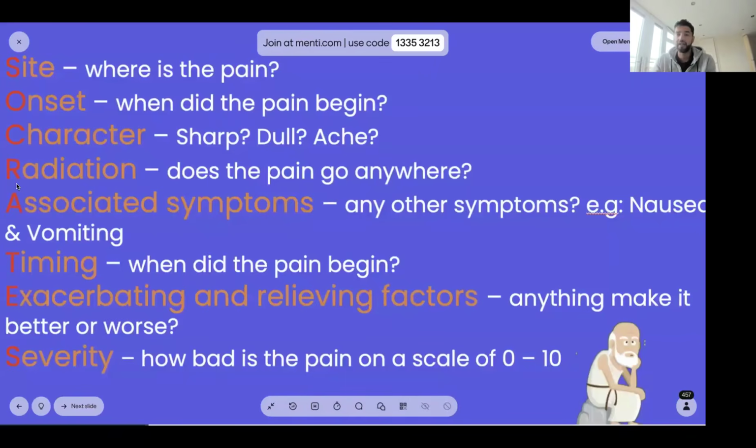So for example, if the pain is in the tummy, does it go to the back? Does it go up to the chest? Does it go down into the groin? Those are common patterns of pain which are associated with certain medical problems.